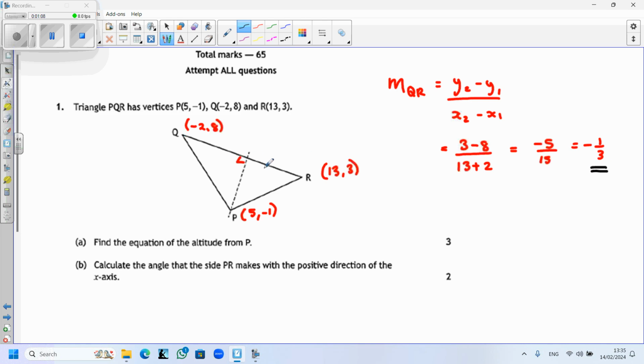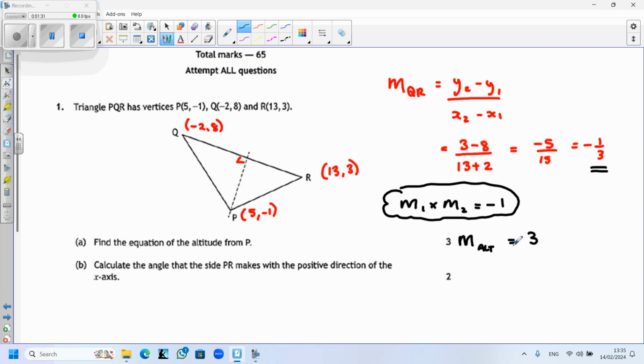So we've got the gradient of that line there, but I want the gradient of the altitude. But we know that lines that are perpendicular, if we multiply their gradients together, that's called the product, it is -1. And in fact, we can just flip and change the sign if we write that down to give us the gradient of the altitude. So gradient of the altitude, flip and change the sign, becomes 3.